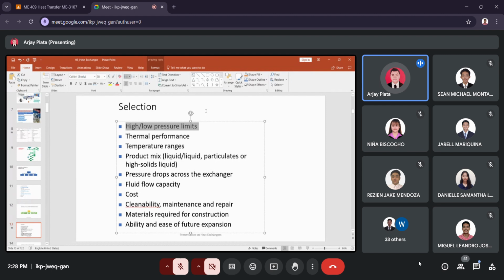And then we have thermal performance. We also consider this when we are designing a heat exchanger. For example, if we want a heat exchanger with high thermal performance, we will use a shell and tube heat exchanger. The double pipe is also not ideal for high thermal performance heat exchangers.